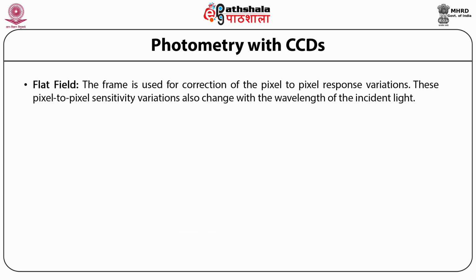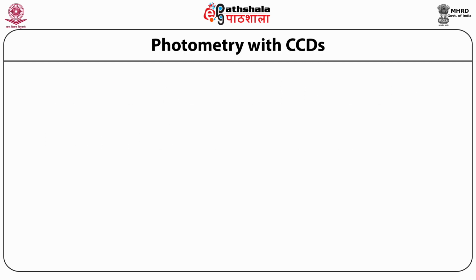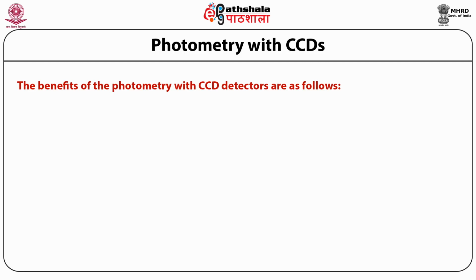Flat field. The frame is used for correction of the pixel to pixel response variations. These pixel to pixel sensitivity variations also change with the wavelength of the incident light. Flat field frames could be obtained by illumination of the CCD by constant and uniform light to provide a high S/N image.